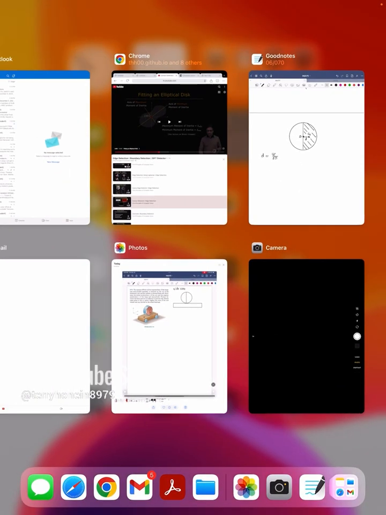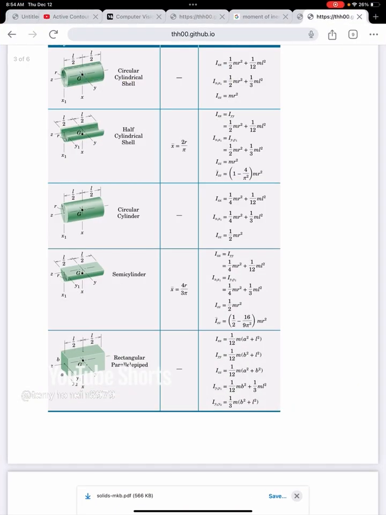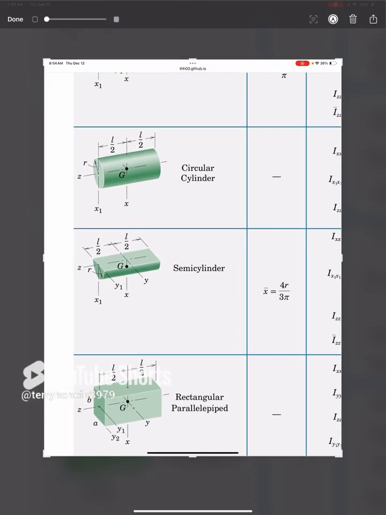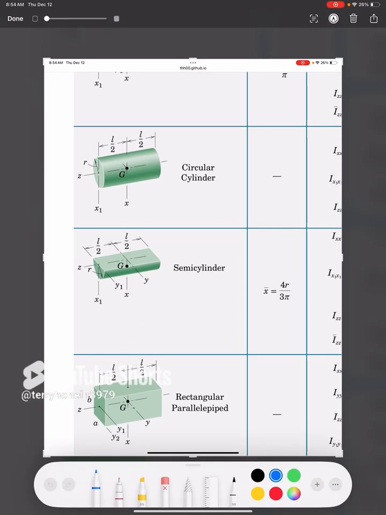So going back, I think the tables are here. This distance d, they call it here x bar. This is a semi-cylinder, so it's this length, maybe I'll take a screenshot. Okay, it's this length here, which they say is 4r over 3 pi, and we will trust them on that.